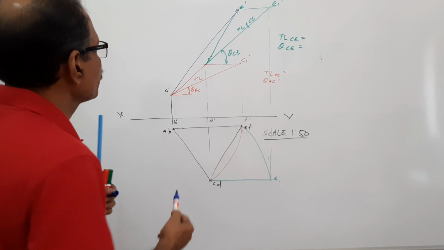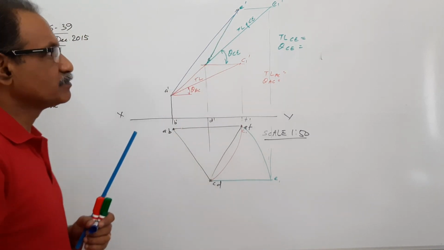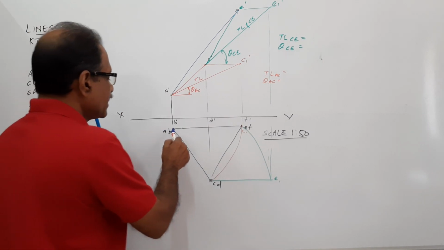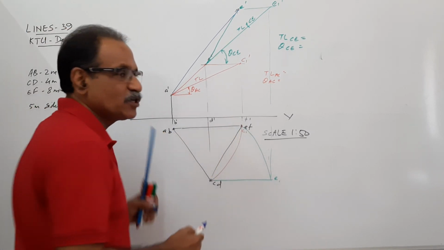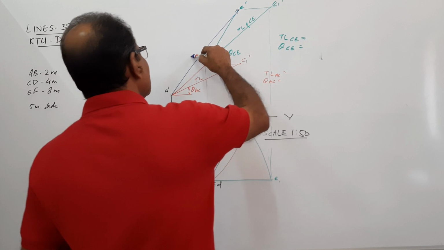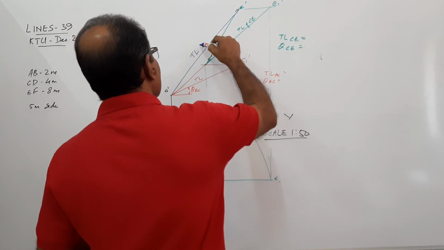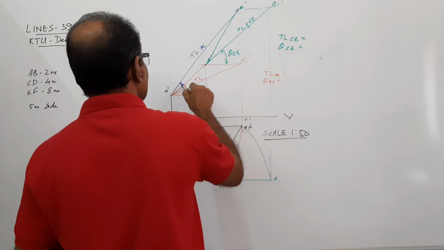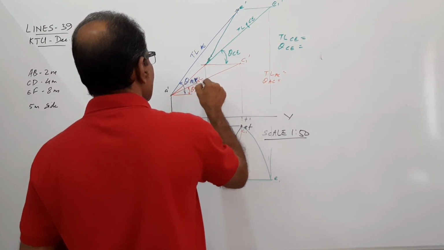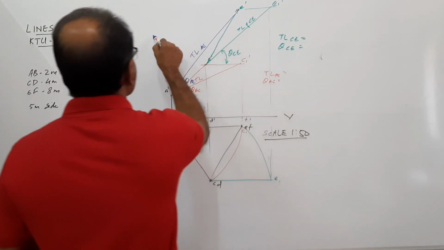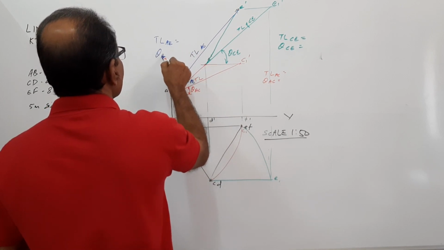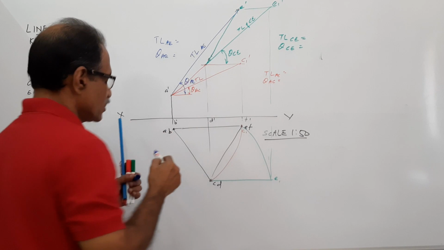Now, what is remaining? AE. Here in the plan, AE is parallel to XY. What does it mean? Its elevation is true length. So this itself is true length of AE, and this itself is theta of AE. TL of AE equals so and so. Theta AE equals so and so. Answers.